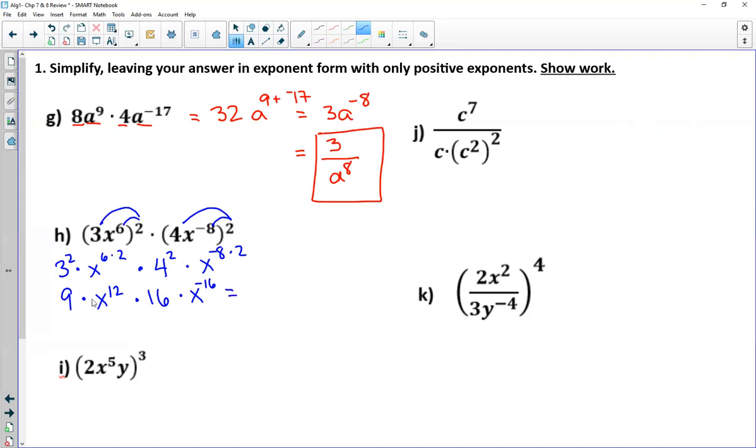Let's go ahead and continue. We're going to have 9 times 16, which will give us 144. And then we have x to the 12th times x to the -16th. They have the same base, and they're being multiplied, so we're going to add their exponents. That'll be 12 plus -16. Let's go ahead and simplify this. So we'll have 144 x to the -4th. And one last thing, this negative exponent we need to bring down. We'll have 144 over x to the 4th power.